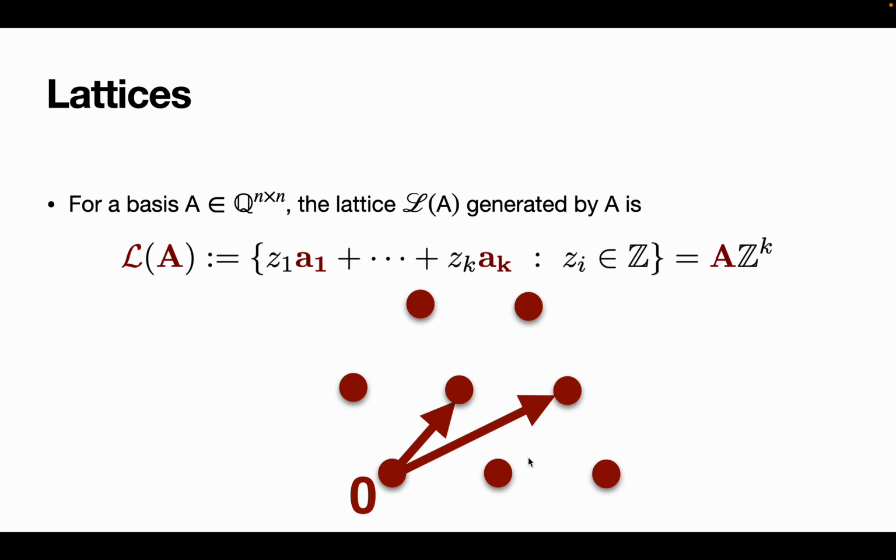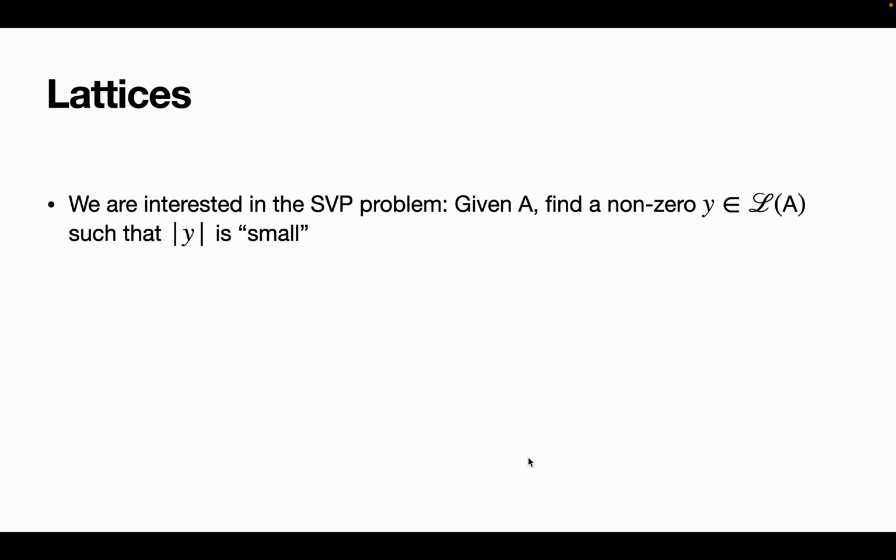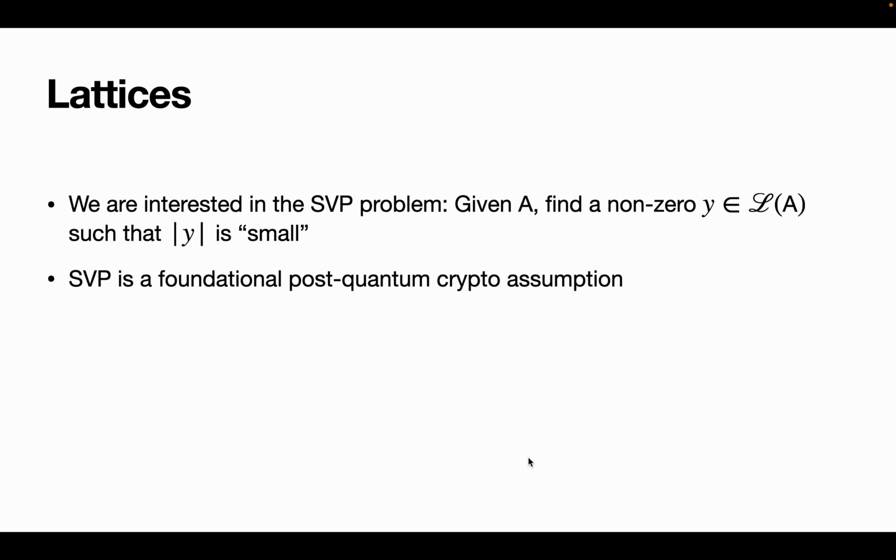So what's the computational problem here? Well, we're going to be interested in the shortest vector problem. Well, for us, it's going to be the short vector problem, really. I'm going to give you a matrix A, and I want a short non-zero vector in the lattice specified by A. And if we want to base post-quantum cryptography off of lattices, which we do, we should believe that the SVP problem is hard.